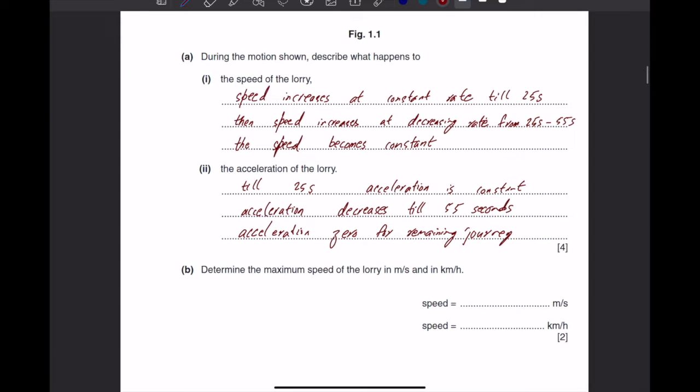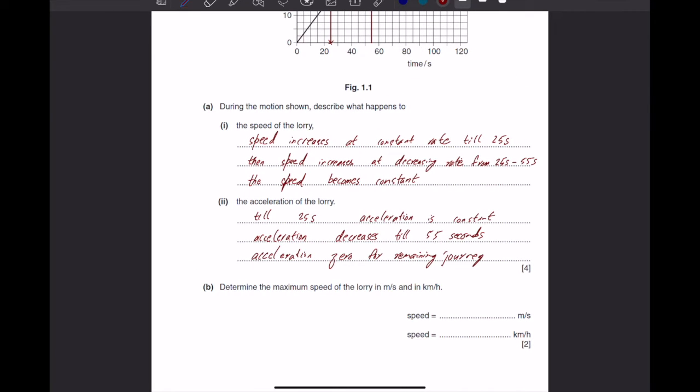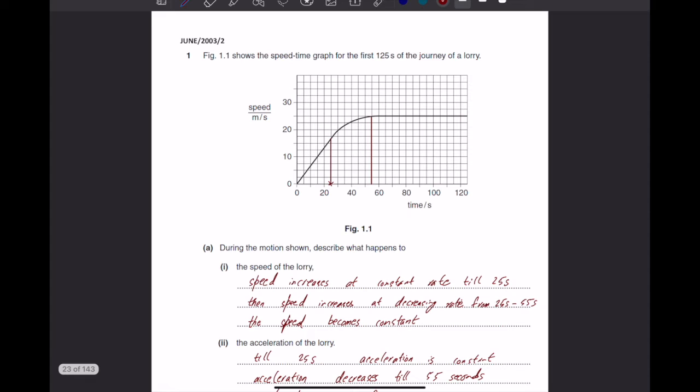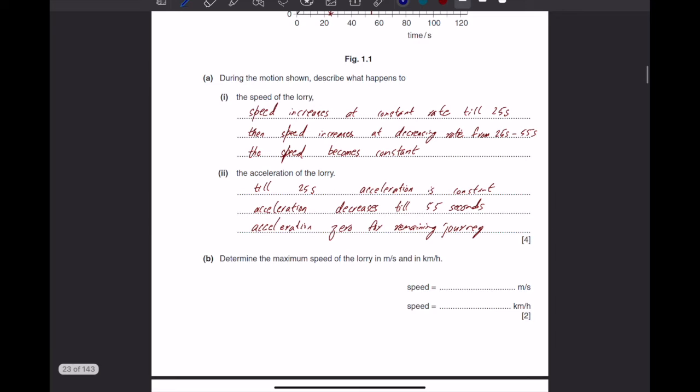Moving on, it says, determine the maximum speed of the lorry in meters per second. So I have to find out the maximum speed in meters per second. So I would look at this graph and I'd identify that's right between 20 and 30. So that should be 25 meters per second. So the maximum speed of the lorry is 25 meters per second.